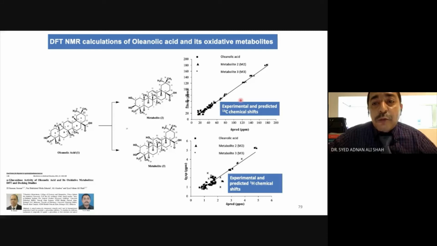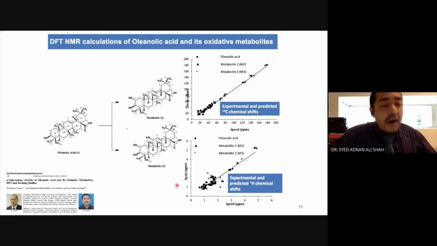For example, this is the experimental versus predicted carbon-13. You can see a lot of carbon resonances do not deviate much between the experimental and the predicted. But in the case of proton NMR, it deviates a bit because of the splitting pattern and the different experimental conditions compared to the predicted proton NMR. So this is also one of the sources for computational chemists, who can search out and find interesting NMR data of macromolecules from different drugs.